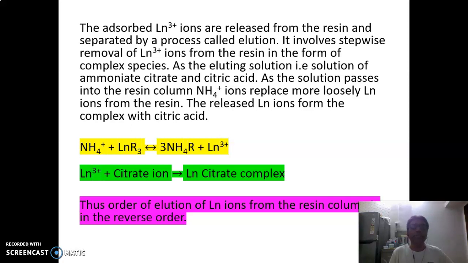So this is the ion exchange method which explains the separation of the lanthanon ions from each other. The individual separation of the lanthanon ions is possible with the help of the ion exchange method. This method is very rapid, and it is very effective for the separation of the lanthanon ions. So try to understand how the lanthanon ions are separated from each other.